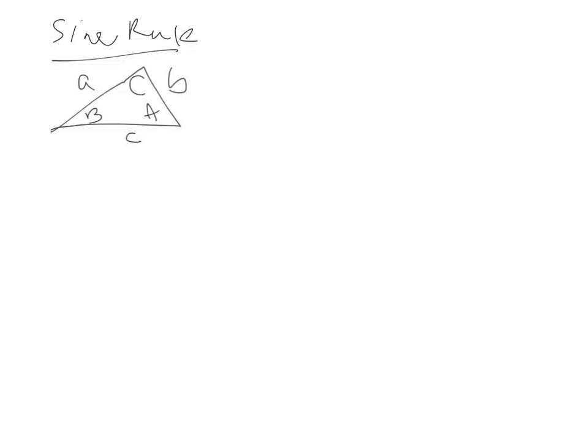And the sine rule is this: a over sine of A equals b over sine of capital B, and that is equal to c over sine of capital C. So basically, we only ever use two of these terms.